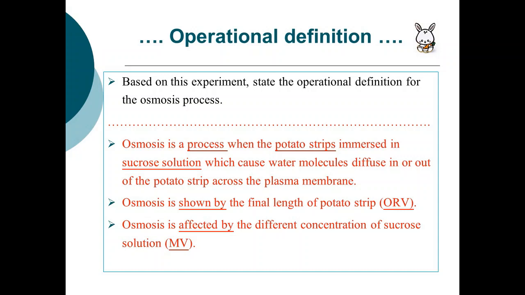And tip number 3, we have to put in the MV by writing "affected by". So the MV in this question is the concentration of sucrose solution. Therefore, we write like this: osmosis is affected by the different concentration of sucrose solution.